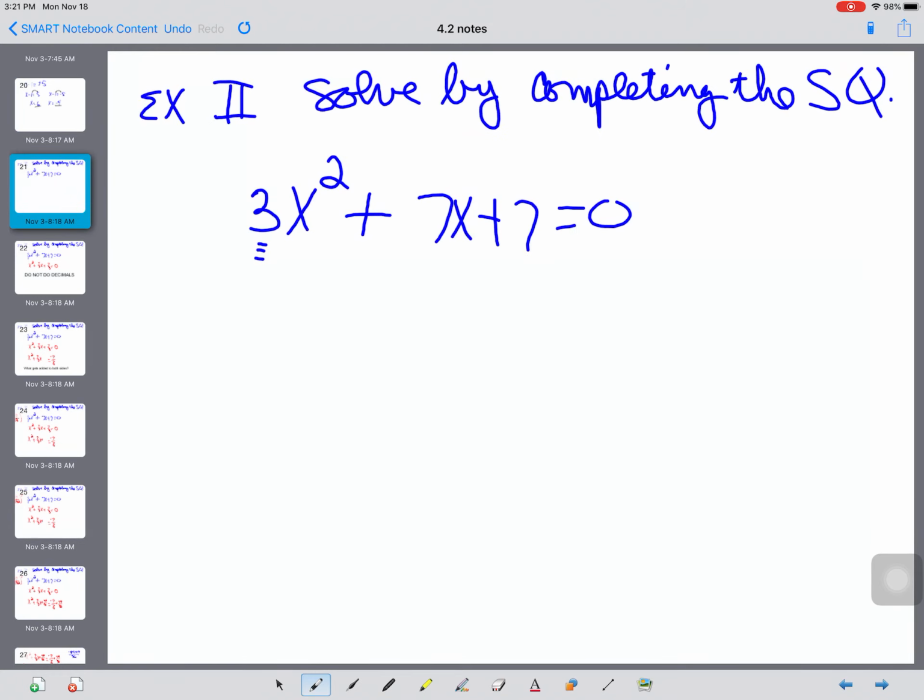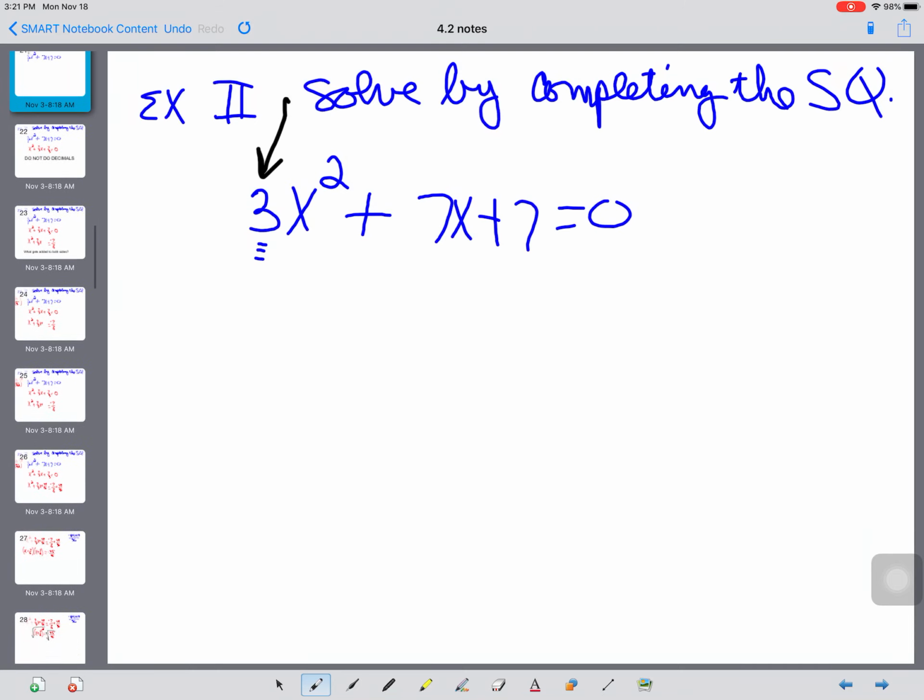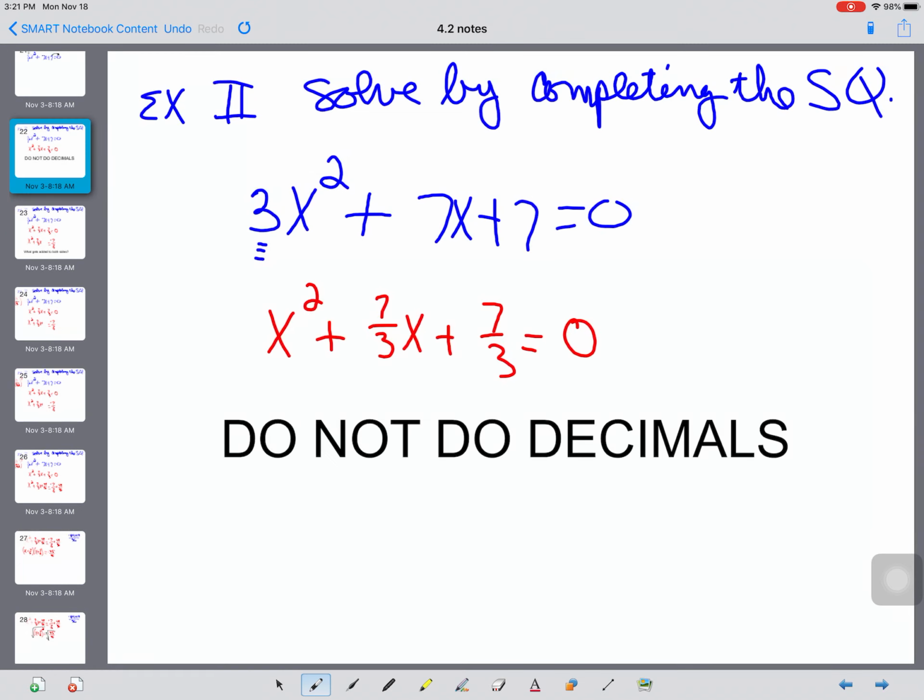So let's try this one by completing a square. This is a little trickier, and the difference is there's a leading coefficient that's not a 1. And there's a very specific way of going about doing this. So the logic is, what we did before is we took this constant to the other side. But before I'm going to do that, I need to make the leading coefficient a 1. So whatever the a is, you're going to divide through everybody by a.